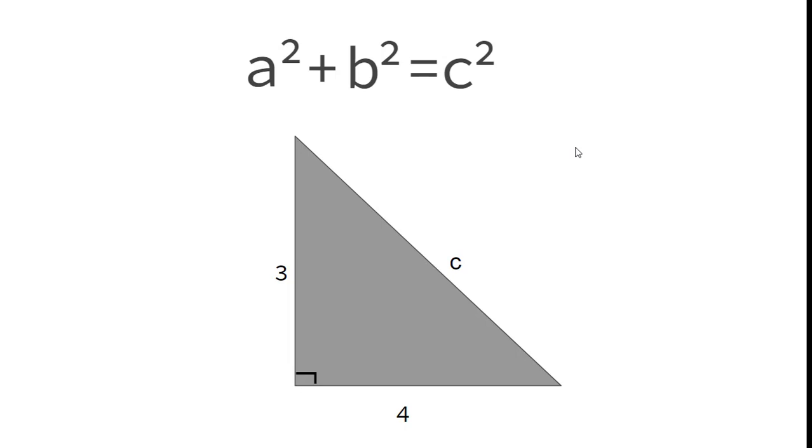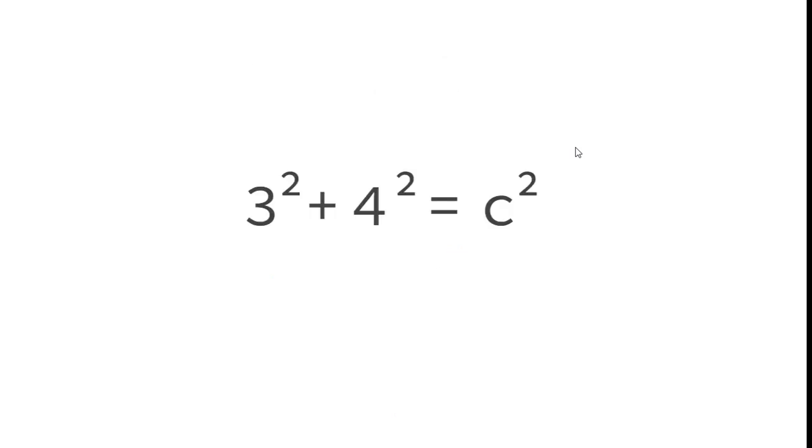So our goal now is to find the length of side C, the hypotenuse. So we're going to go ahead and plug in those numbers. So we have A is 3 and B is 4, and we are looking for our C. Okay, so let's see if we can solve it.